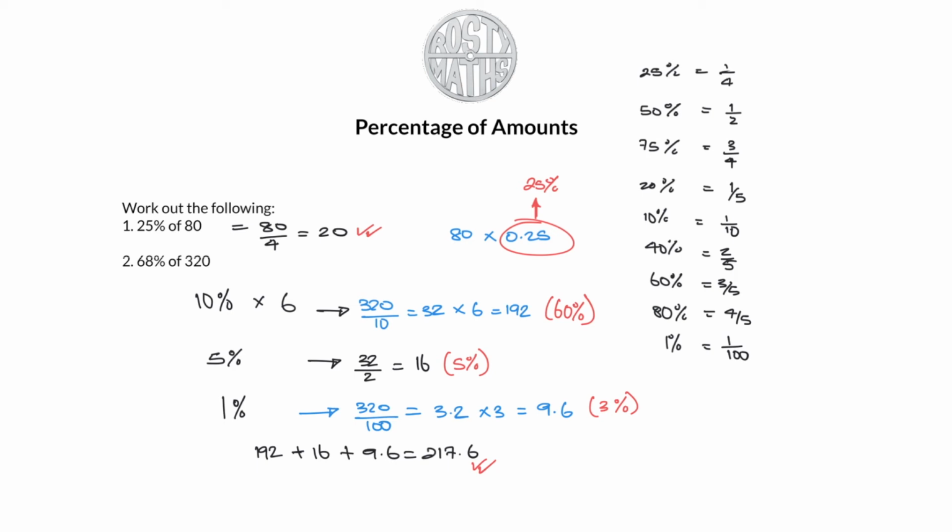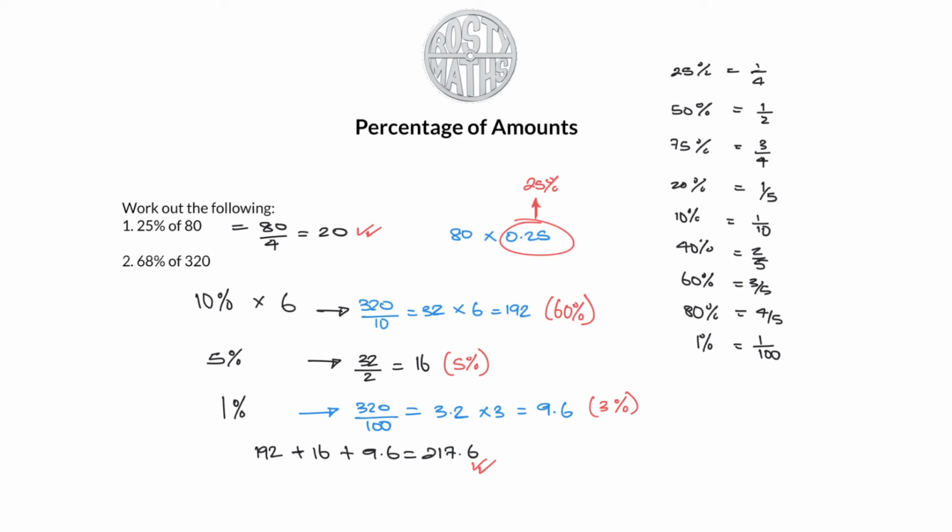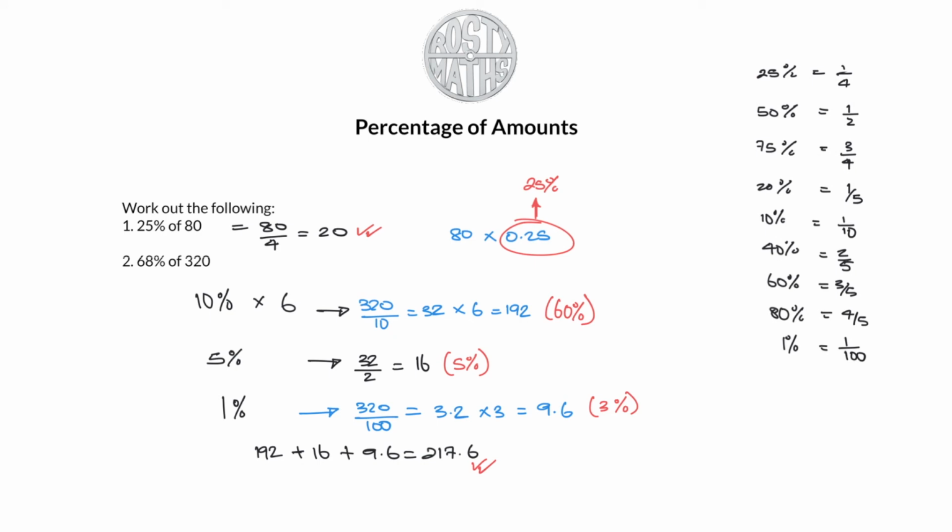All right, cool. Now let's think about something ever so slightly different. So I'm going to move all of this stuff to the side for a minute. And let's just say that I do have a calculator. Now, how would I sort this out if I do have a calculator? So if I do have a calculator, 68% is the same as 0.68. So I will just times that by 320.